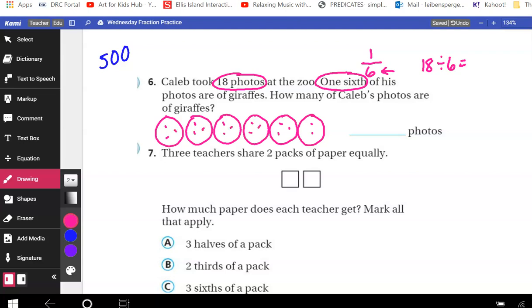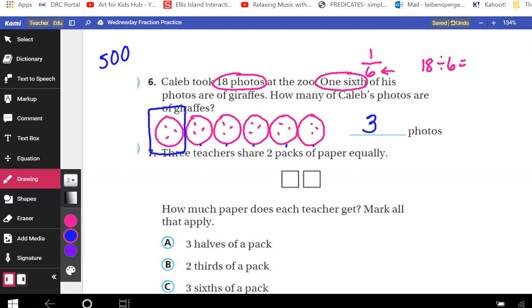And keep counting, and once you get to 18, you know you're finished. And we need to focus just on 1/6 of them, which is right here. This is another 6, and another 6, and another 6, and another 6, and another 6. This blue box that I wrote around here is the number of giraffes that he has, because 1/6 of his photos are giraffes. So 3 photos are photos of giraffes.